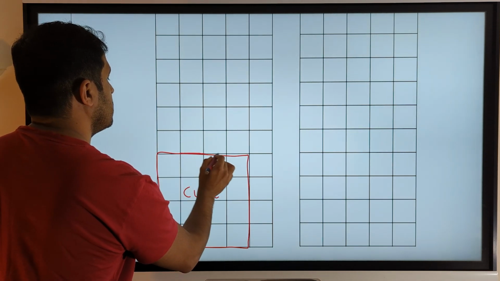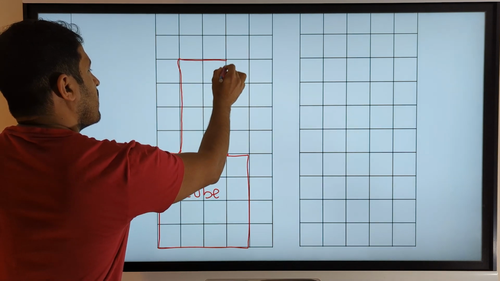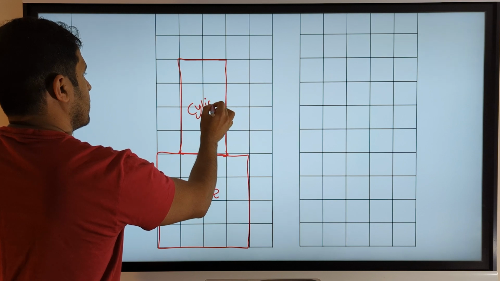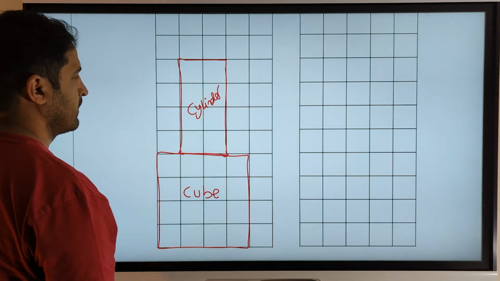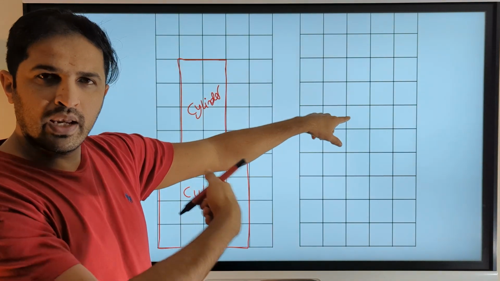that's a 4x4 square, that represents the cube. And then a 2x4 rectangle, this is your cylinder. Okay, and that's the front view, and that's meant to be your side elevation, side view.